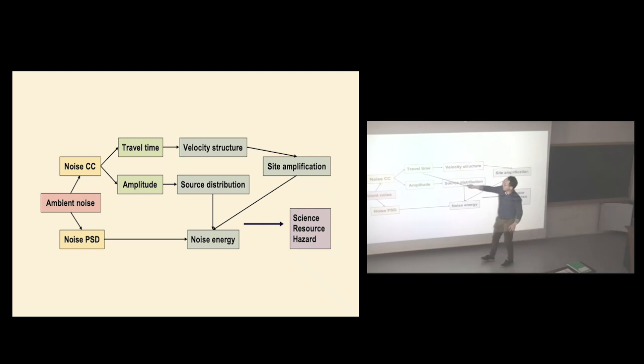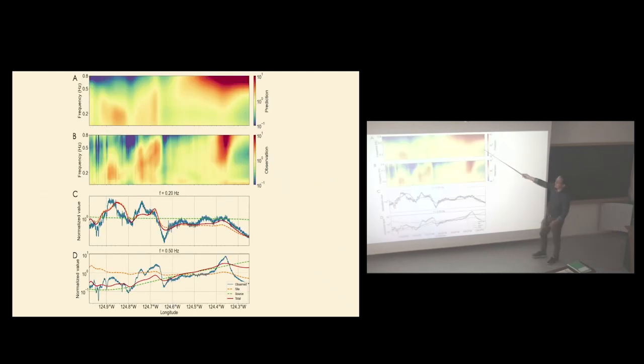So now, I have shown you two different things. One is I do ambient noise correlation. I get the travel time, velocity. I get the site amplification effect. Based on the amplitude ratios, I gave you the source distribution. Now I'm going to multiply these two together, and I give you this figure on top.